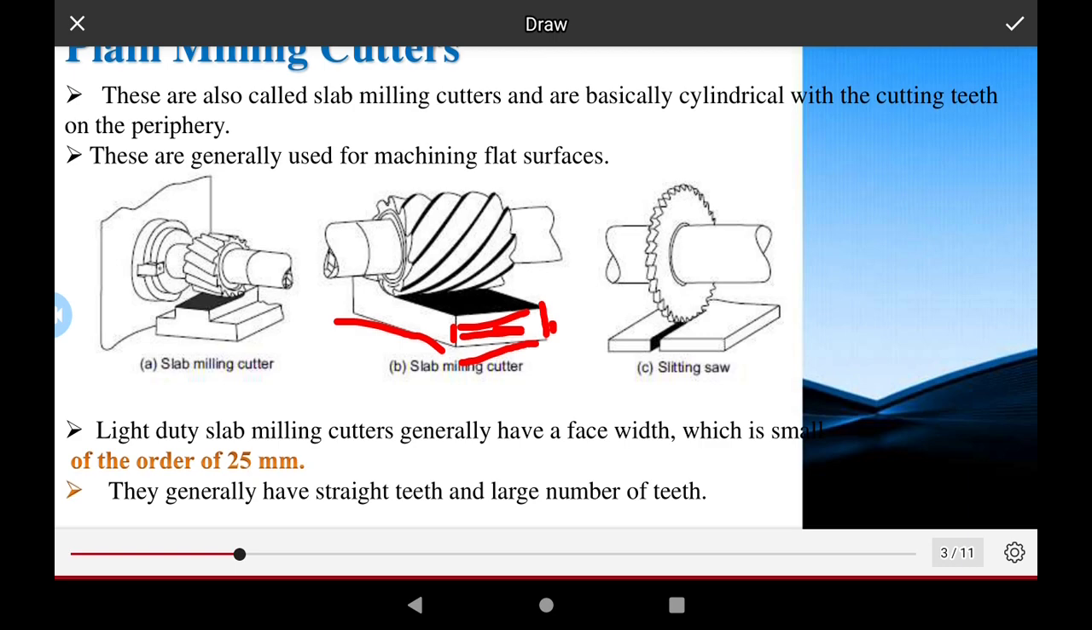Okay, and the tool also rotates in circular motion, and the workpiece rotates in the same direction, and the tool also moves in a clockwise direction.